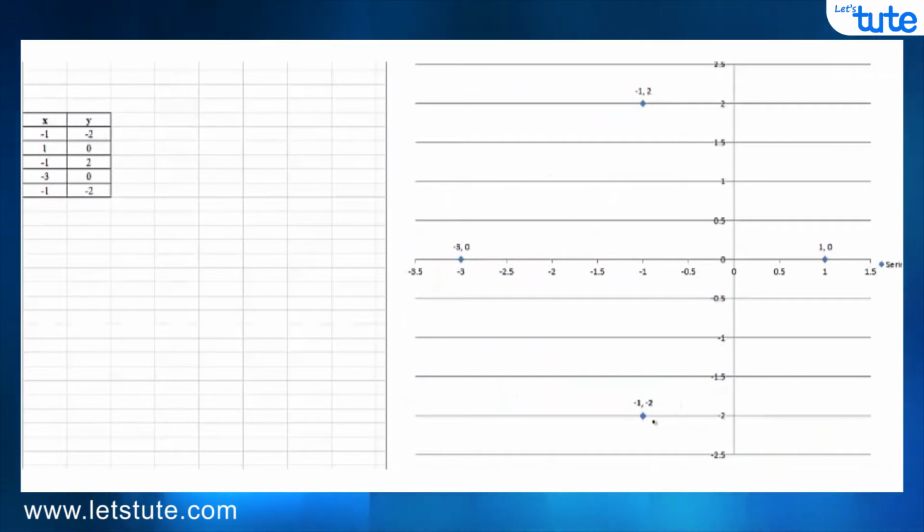You can see that these 4 points are already plotted. Say this is (-1, -2). Let me name this as A. This is (1, 0). Let me name this as B. (-1, 2). Let me name this as C. And (-3, 0). Let me name this as D.